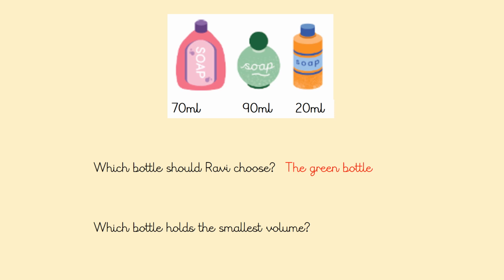He should choose the green bottle. And which bottle holds the smallest volume? Well, looking at those numbers, 70, 90 and 20, we know that 20 is the smallest of those three numbers. So the bottle that holds the smallest volume is the orange bottle.